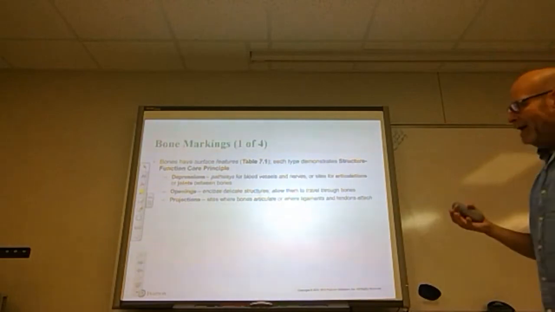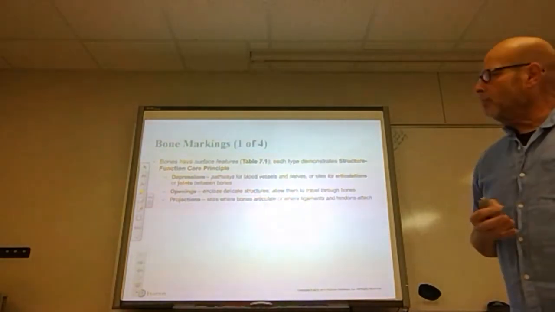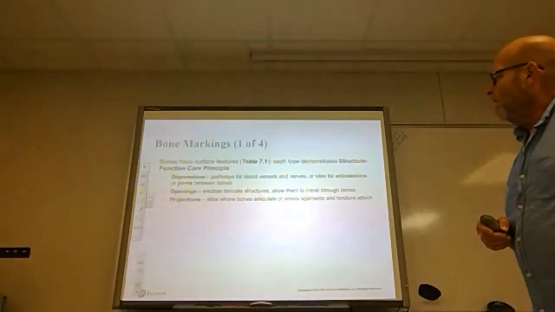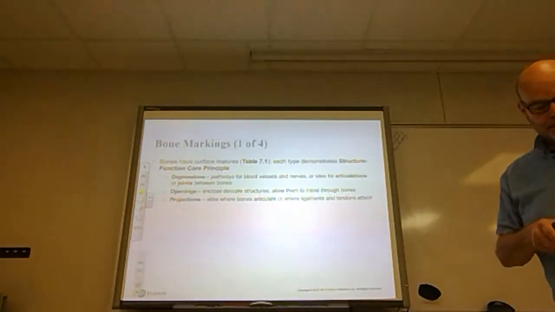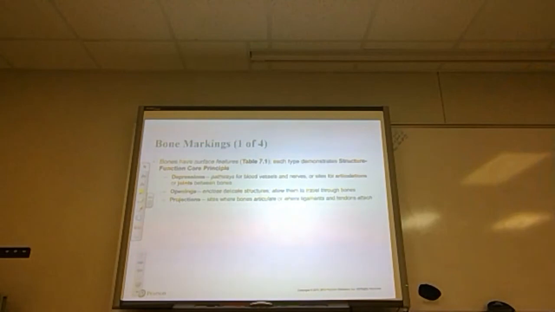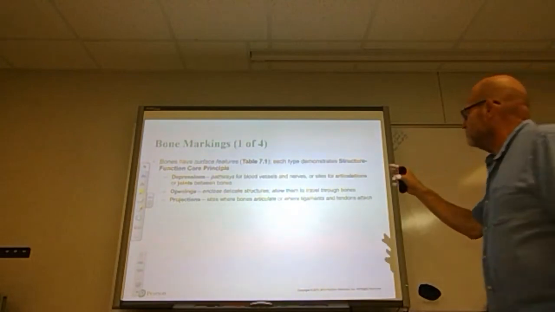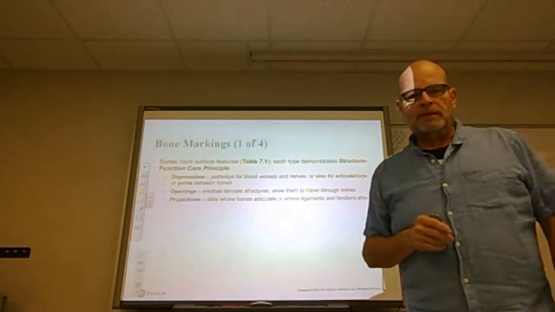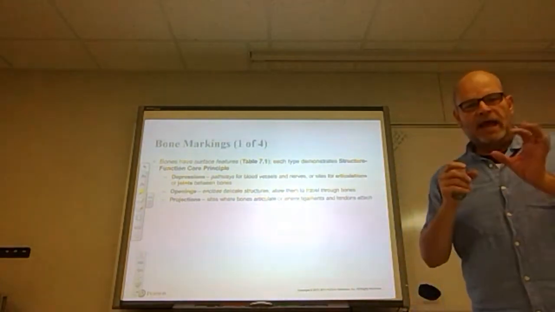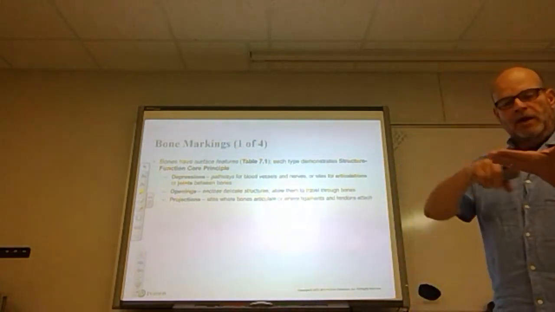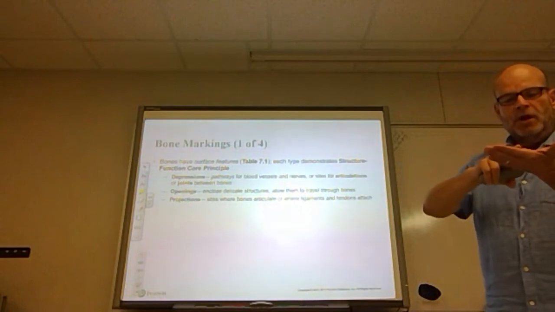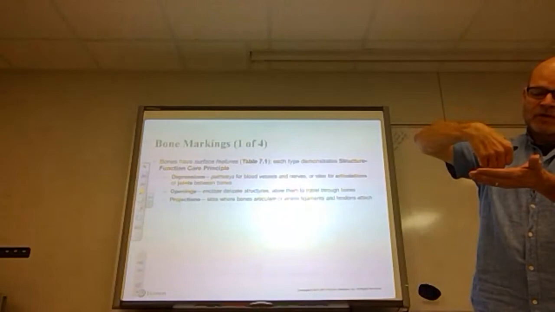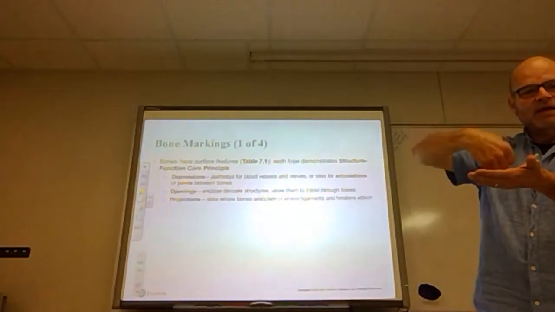Three basic types of bone markings, and then we're going to go into a little bit more detail about each one of these. But the first one is a depression. A depression is a pathway for blood vessels or nerves or sites of articulation on joints or between bones. What you can have is an area of the bone that's depressed, nerves and things will lay in that depression. Then the next bone that's articulated with it doesn't interfere with that.